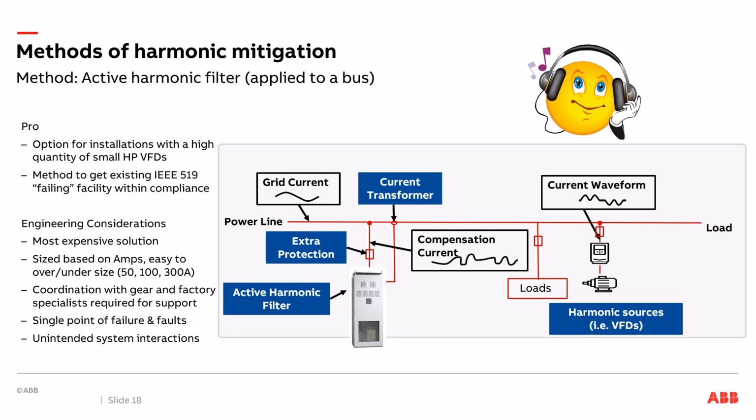Engineering considerations to keep in mind here. It is the most expensive solution for most scenarios. So if you have your typical mix of small, medium, and large size VFDs and other harmonic sources in a building, it's usually going to be your most expensive solution.